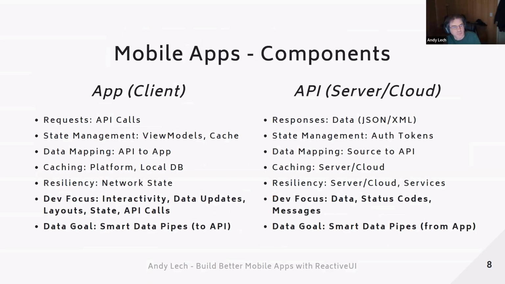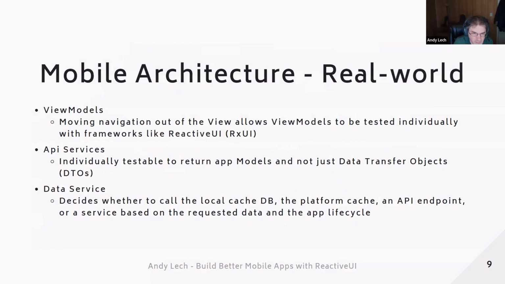So basically, repeating what I said, you want smart data pipes to decide when to consume data to the app. But as we get into the real world, we start talking about Model-View-ViewModel, which is a common architecture, which I have a slide on coming up. But moving that data so that you get separation of concerns, you're able to test your view models directly in certain MVVM frameworks.